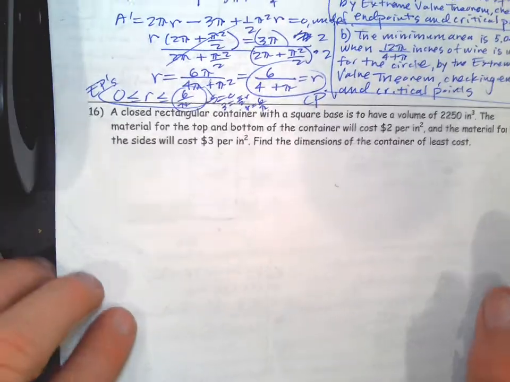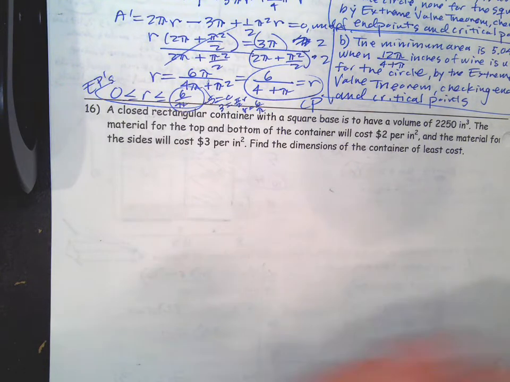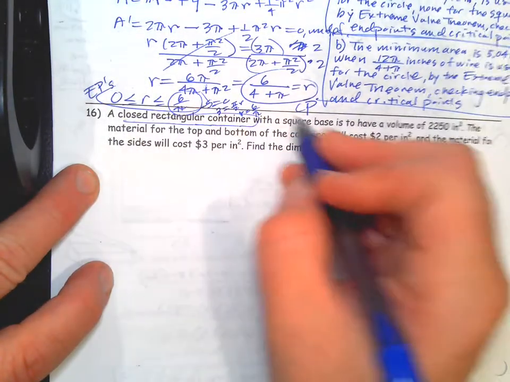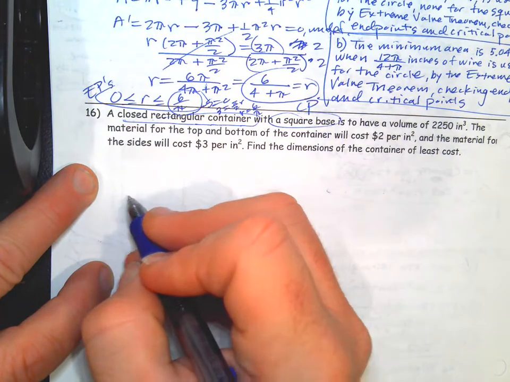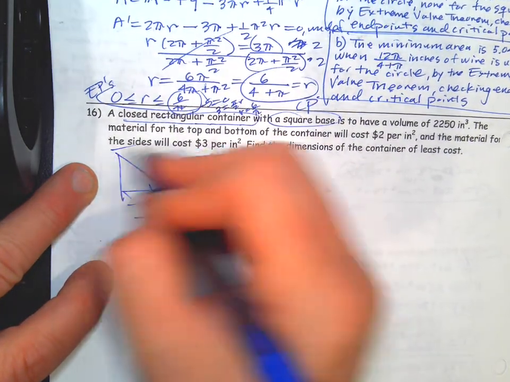All right. Closed rectangular container with a square base is to have a volume of 2250 inches cubed. Material for the top and bottom of the container costs $2 per foot. Material for the sides will cost $3 per foot per square inch. Find the dimensions of the container of least cost. So closed rectangular container with a square base. So it's got a square base and it's a container.